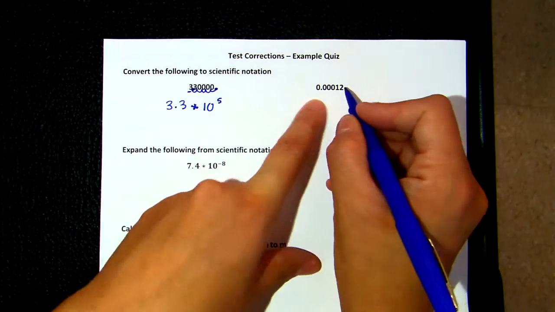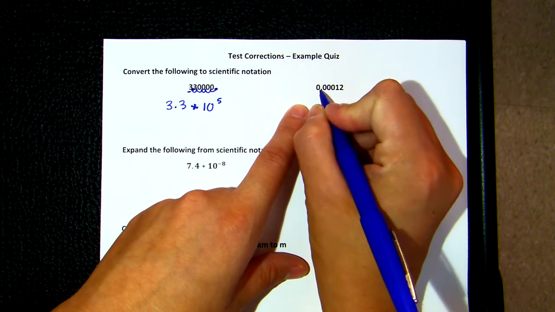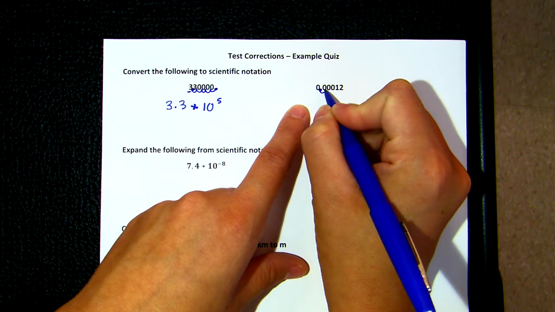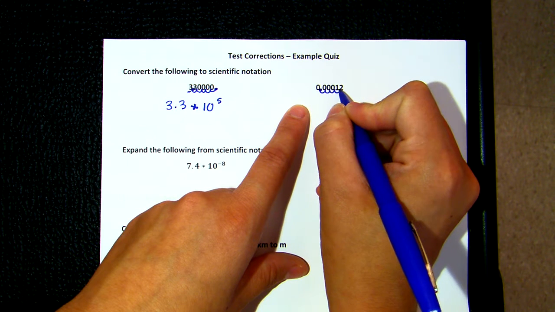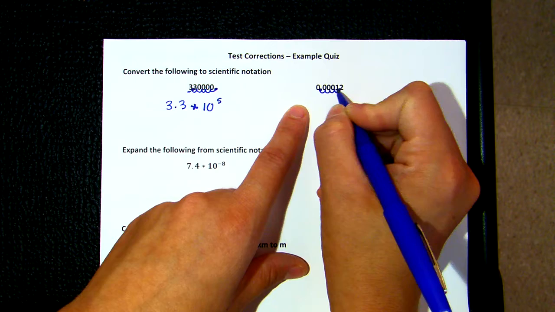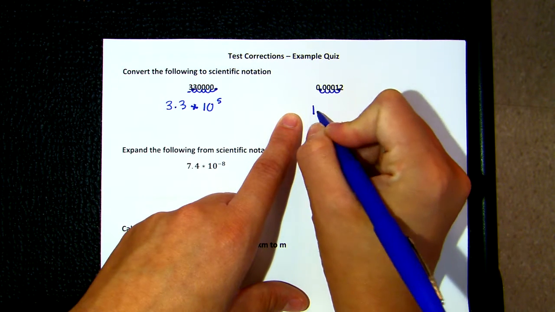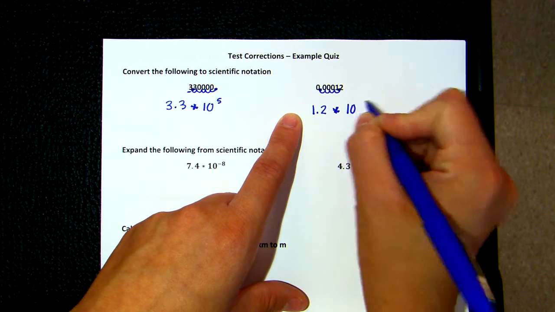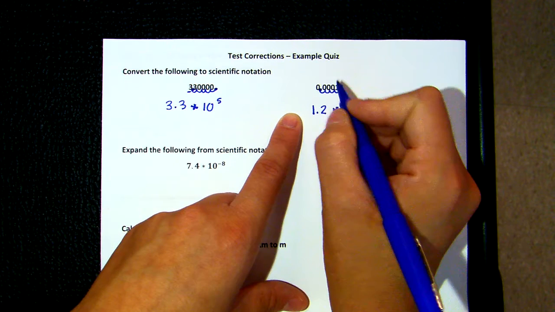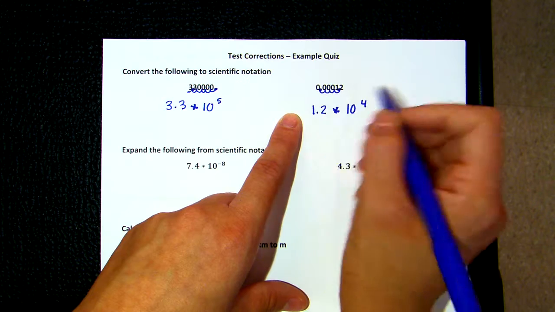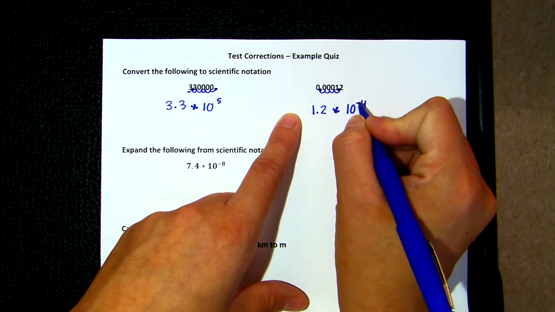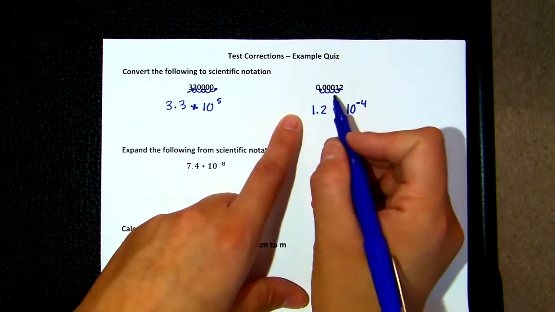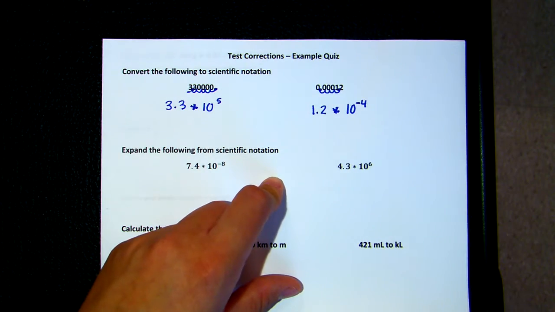It's a really, really big number, so my exponent stays positive. Now on this next one, it's a really, really tiny number. I see that my decimal point is right here. So I'm going to move that decimal point 1, 2, 3, 4 spaces until it's between the 1 and the 2. So that becomes 1.2 times 10 to the 4th. And since this is a really, really small number, I'm going to make my exponent negative. So it's 1.2 times 10 to the negative 4th.